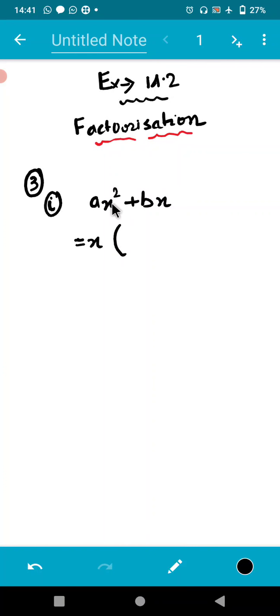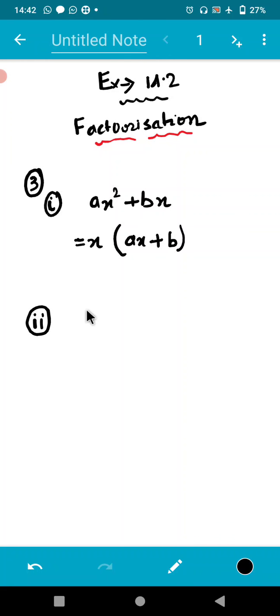Now if we take x from this term, what will be left inside? ax will be left over. Now we'll give the plus sign. If we remove this x from the second term, what will be left? Only b will be left inside the bracket. So this is the required answer, students. Now let's move on to sum number 2.